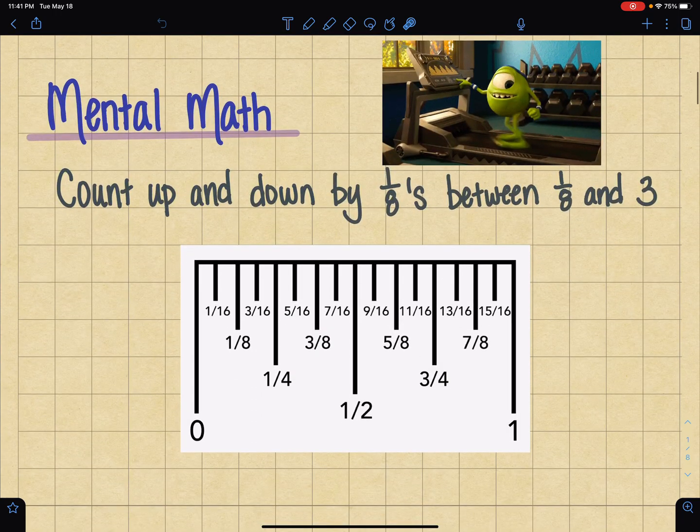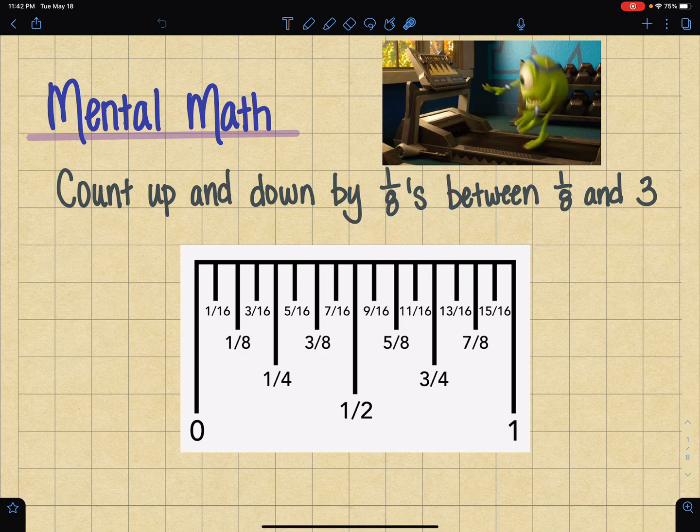All right, the first thing we are going to do is some mental math. And we are going to watch this monster. I can't remember his name. Sully? No, that's the big hairy one. What's this guy's name? You tell me. Text me and let me know, okay? We're going to count up and down by 1/8 between 1/8 and 3.